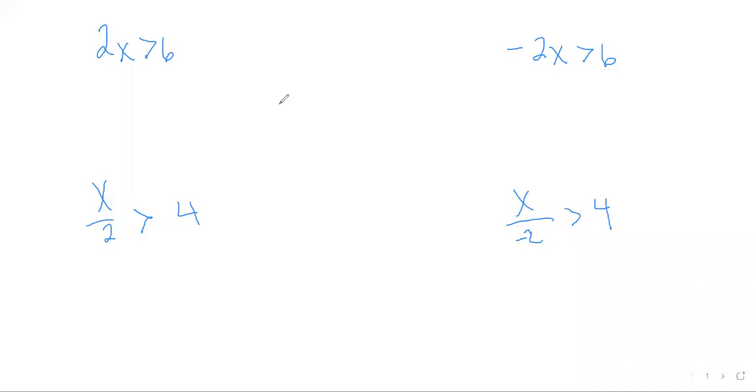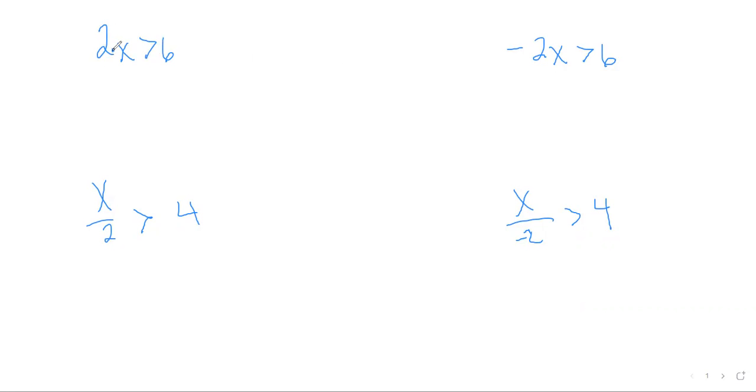All right, so I am going to solve these 4 different inequalities and show you the reason behind one of our rules when solving inequalities. When you solve an inequality, you solve it just like you would an equation. You're going to pretend like that inequality symbol is an equal sign. So I'm going to look at this first one, 2x is greater than 6.